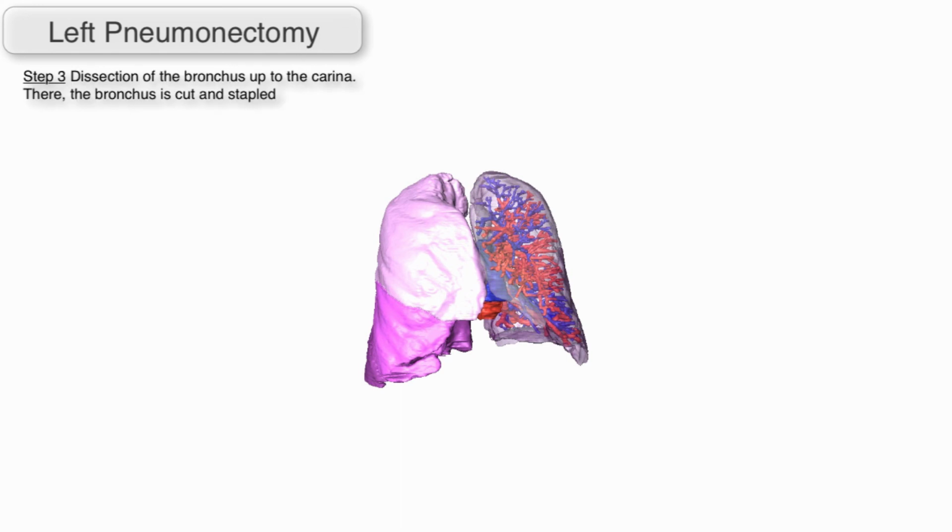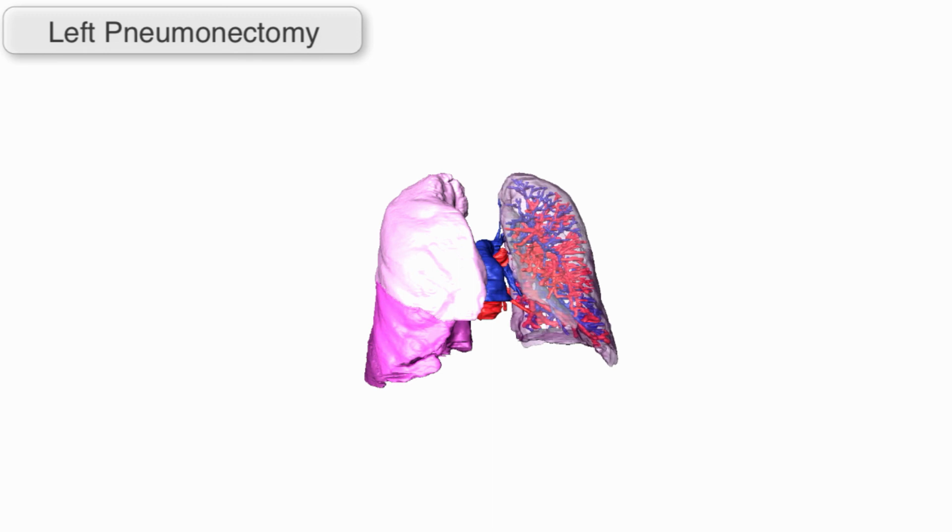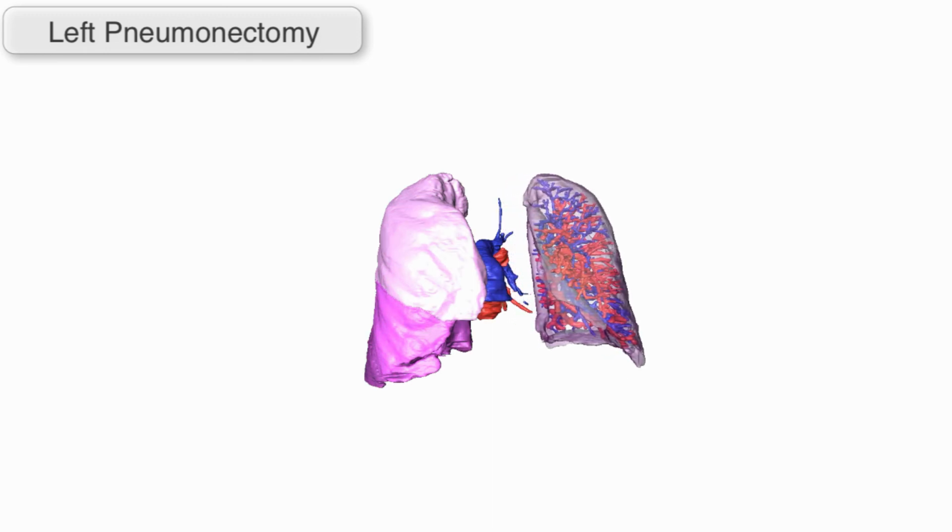Lastly, the mainstem bronchus is followed up to the carina and the stapler is used to cut and staple it closed. The lung is then placed in a bag and removed. To aid in removal, the surgeon can spread apart the ribs to make room for the lung to be removed. That concludes this video on lung anatomy and its importance to cardiothoracic surgery.